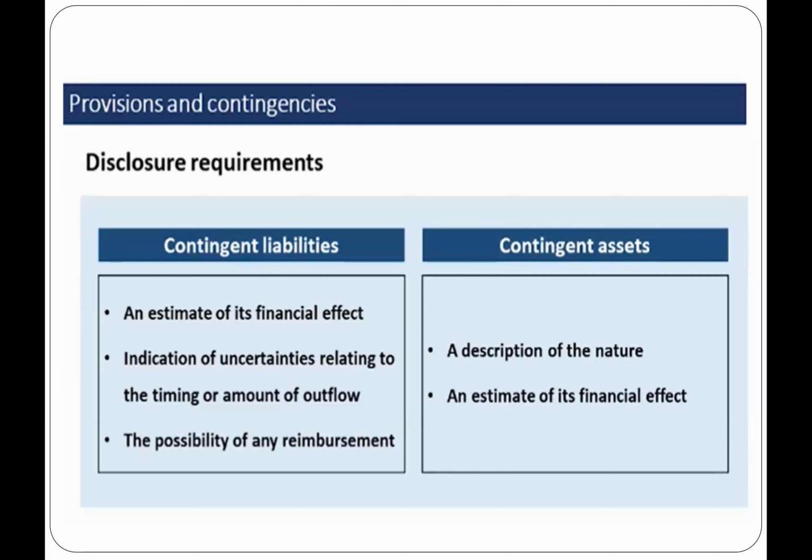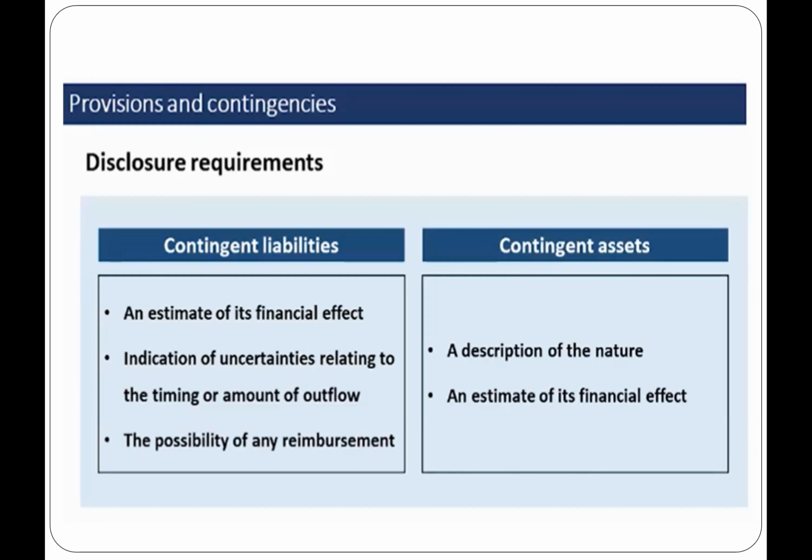Then indications of uncertainties relating to the timing or the amount of the outflow. We are not sure when we are going to be required to pay, because perhaps it's a court case. You don't know whether it is going to be paid this year or next year. So the timing is uncertain, or maybe the amount is not something that you can perhaps estimate from the information that is available. Or perhaps there's a possibility of any reimbursement, you need to disclose it if there is one.